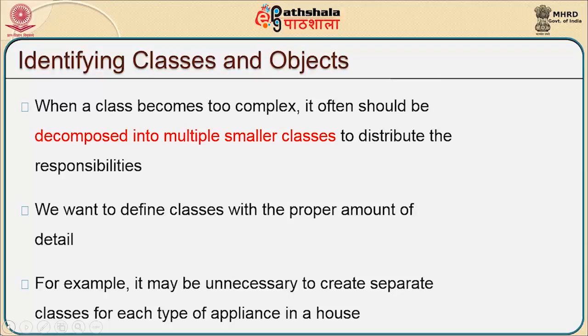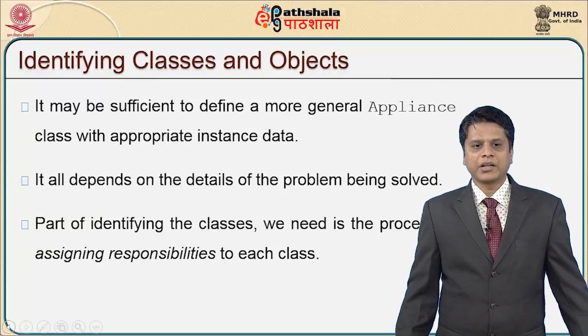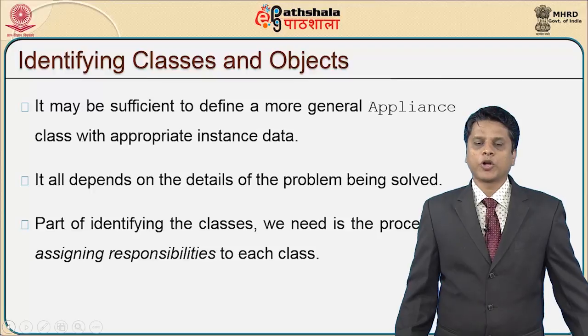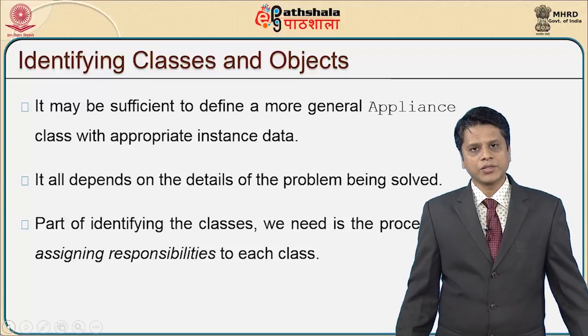If you define something like address, as we have mentioned already, and you are about to define an appliance of a house, there could be a lot of utensils available as part of the appliances. You can never mention all the things as a separate class. Instead, you can define it as an object and map it to a class. It may be sufficient to define a more general appliance class with appropriate instance data. Hence, it all depends on the details of the problem being solved.